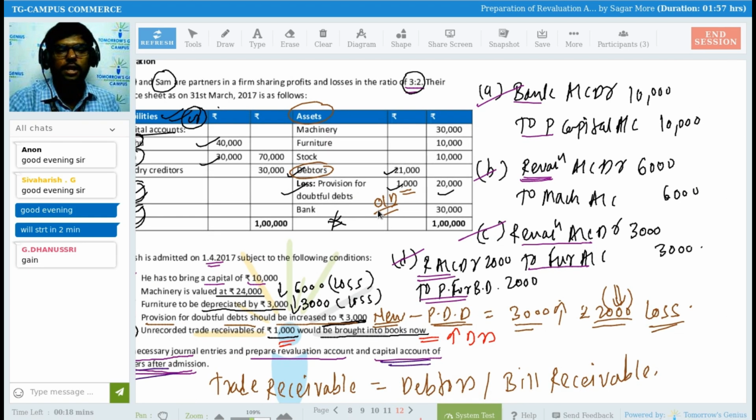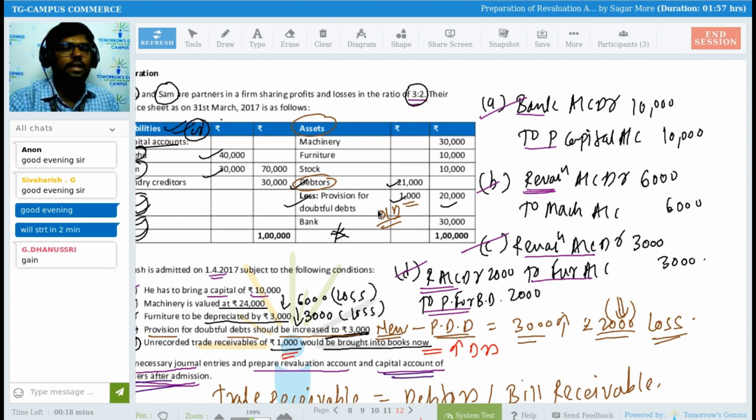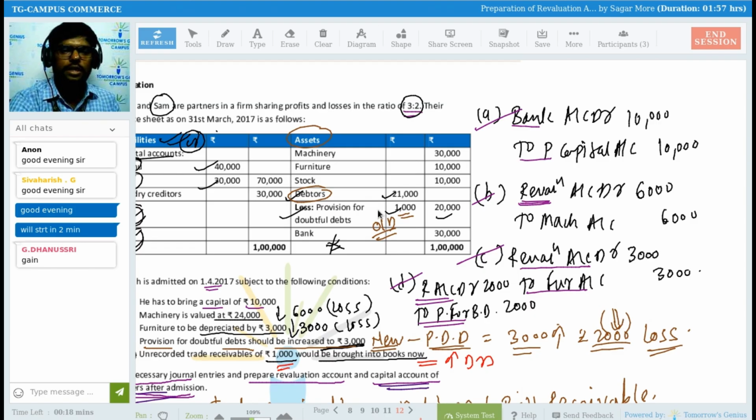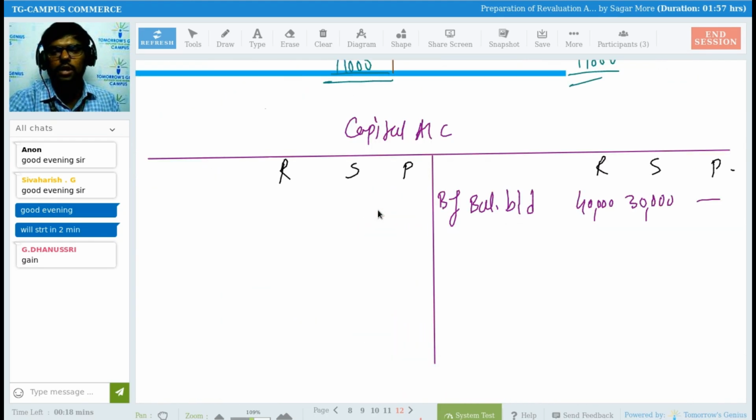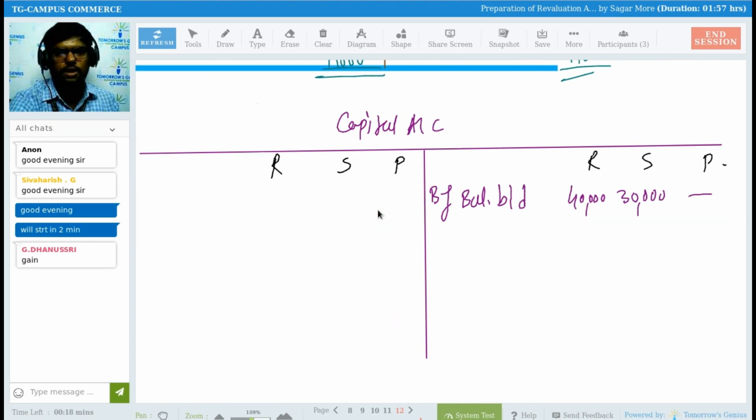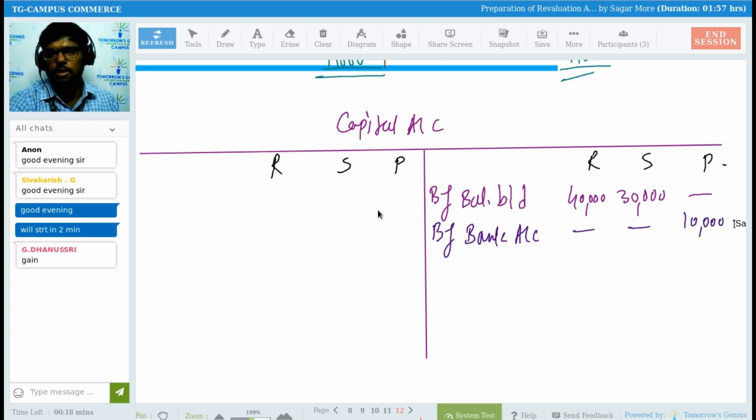Now I need to see the journal entry part. Wherever I get a partner's capital account, I need to write it down in the capital account. So in the first journal entry, Prakash capital account gets credit. So I need to write down on the credit side of Prakash capital account by bank account, under the column of Prakash, 10,000 rupees. Done.